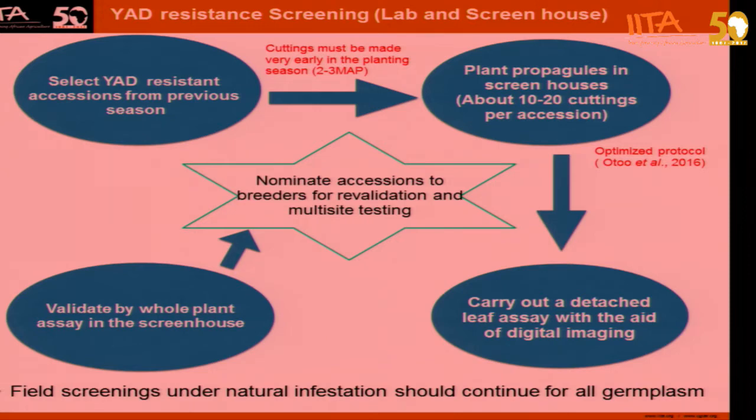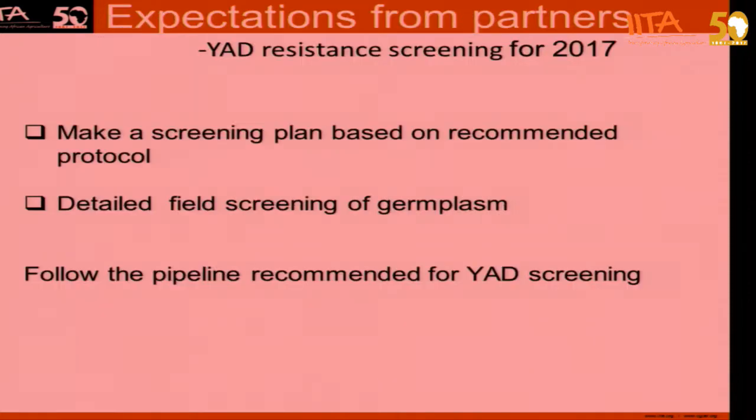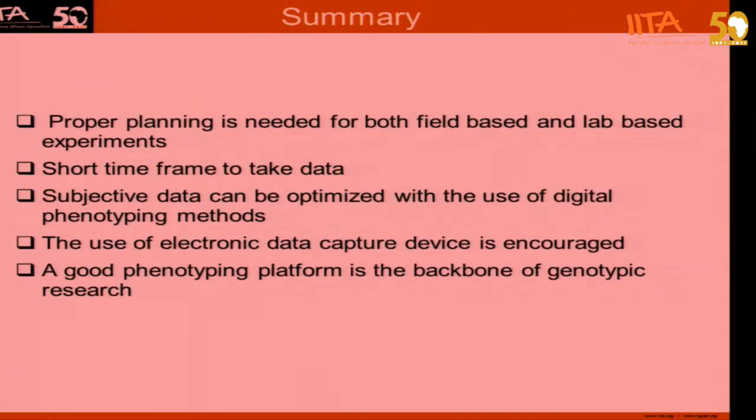From here also, we can nominate accessions for revalidation and multi-site testing. We also continue with natural field infestation for all the germplasm. Then what do we expect from partners in this case also? They're supposed to make a plan based on our recommended protocol. They are supposed to perform detailed screening of the germplasm and also follow the pipeline that is recommended.